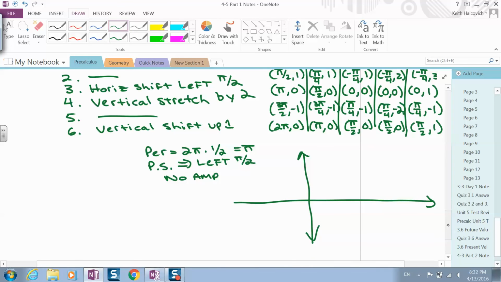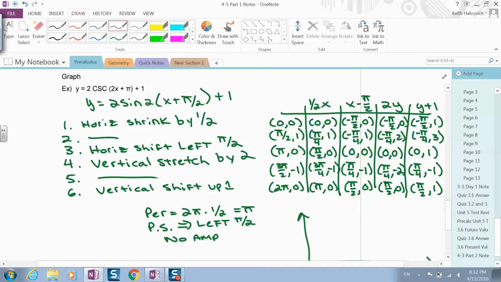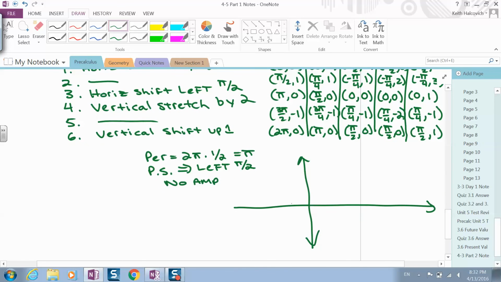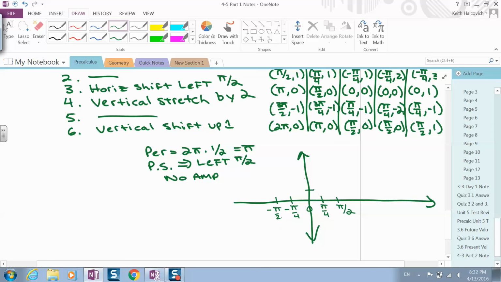And remember, looking at this, the first point is negative pi over 2, but then to go from x to x, it's pi over 4. So every mark is pi over 4, so I need 2 marks here, and then I need 2 marks over here. Negative pi over 2, negative pi over 4, 0, pi over 4, and pi over 2. On the y-axis, I need to go up to 3 and down to negative 1.